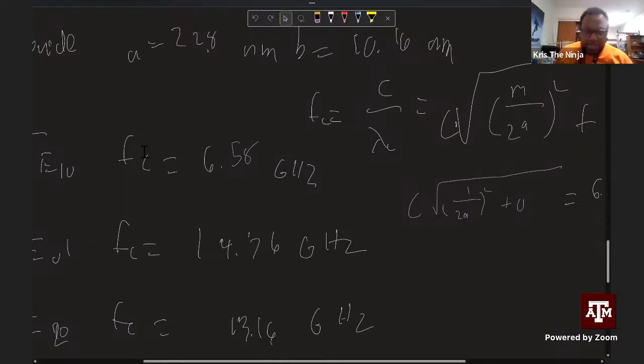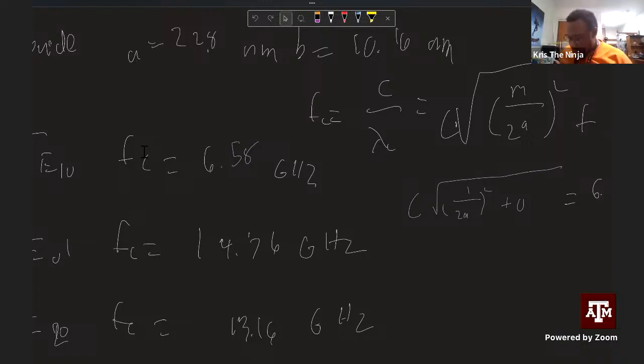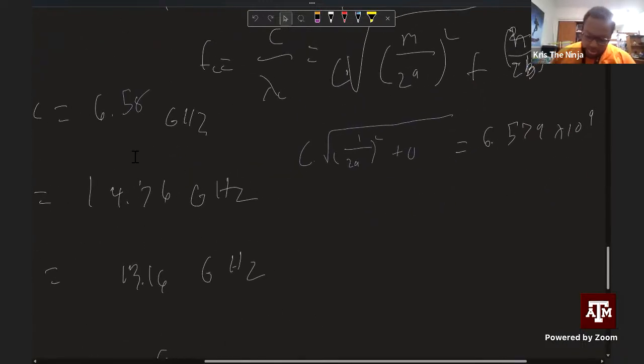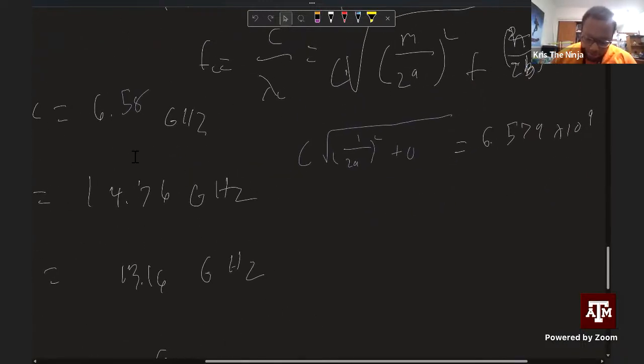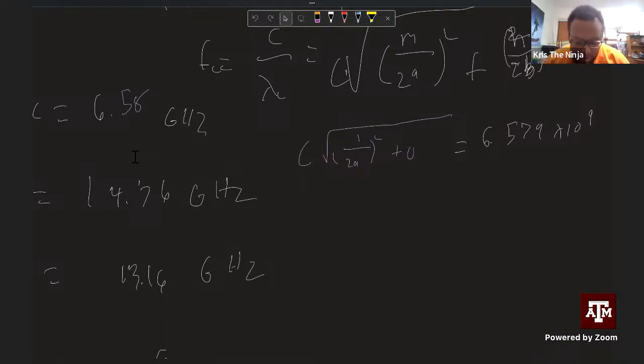If you do the same thing for TE01, well, you'd find. So let's just do this in the other equation. I'm not going to do all four of them. I'm just going to do the first two, because it's the same process regardless of what you're doing. So let's do c times the square root of 0 plus 1 over 2 times 10.16 millimeters.